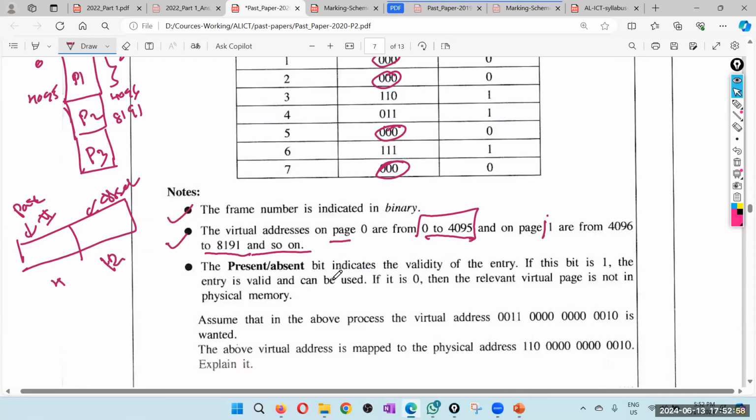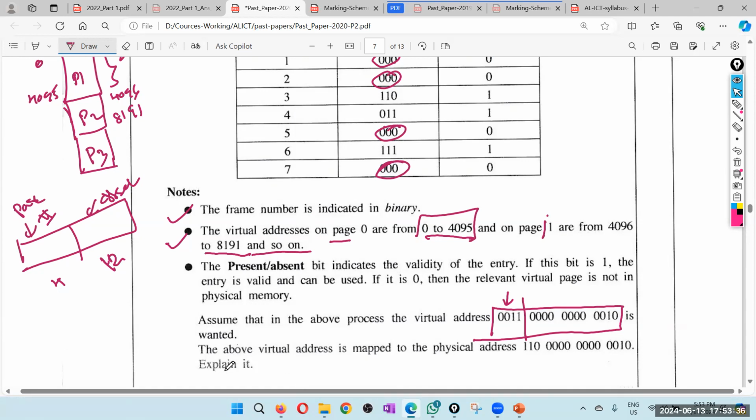The present absent bit indicates the validity of the entry. Okay, that we know. So if it is 1, valid. If it is 0, it's not valid. Okay, because it's in the virtual memory. If it is 0, then the relevant virtual page is not in the physical memory. Okay, so that we learn. Assume that in the above process, the virtual address is this. Right, so this is my virtual address or logical address. Remember, it has 4 and 12. So this is your page number. This is the offset. Okay, so this is what we want.